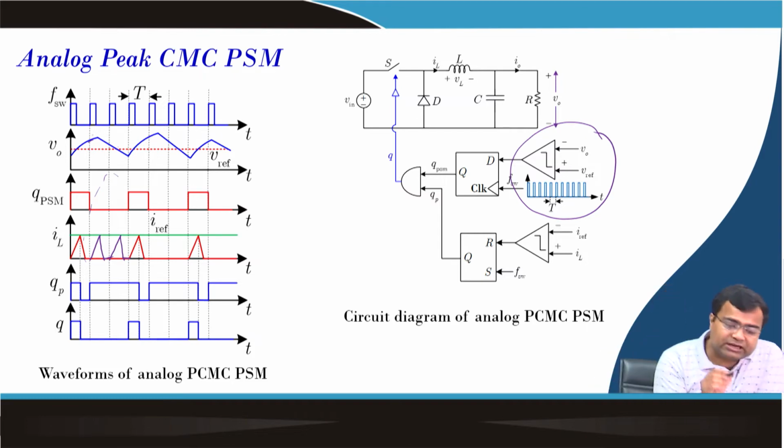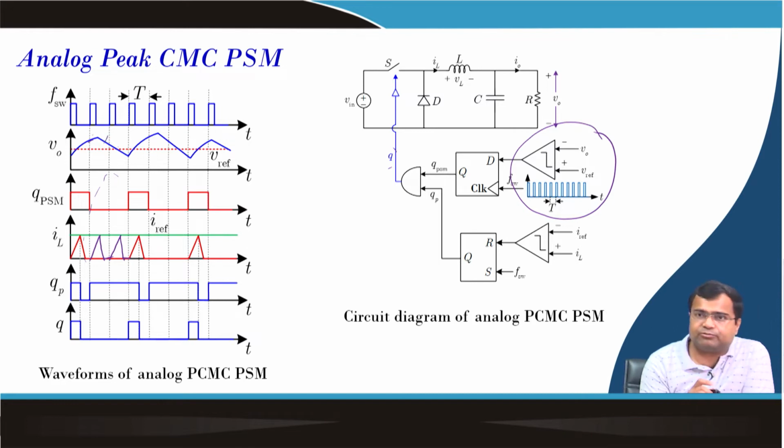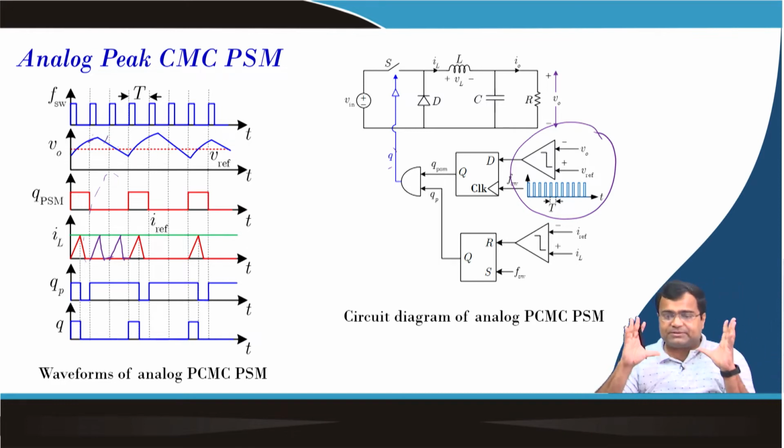So, what do we call a charge cycle? When the PWM signal is passed, that is called a charge cycle. The actual duty ratio gate signal will be turned on and off. But when the output voltage is above the reference voltage, the cycle is skipped, and that is called a skip cycle.